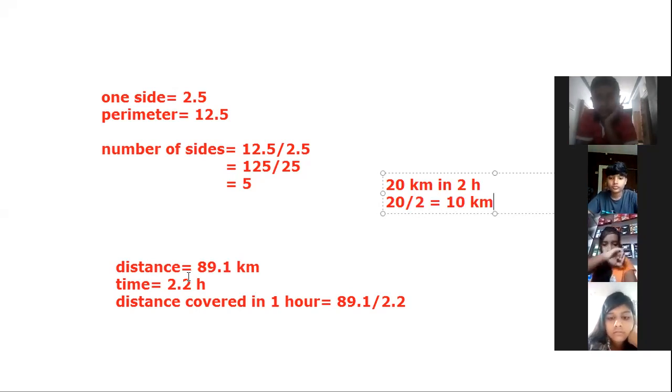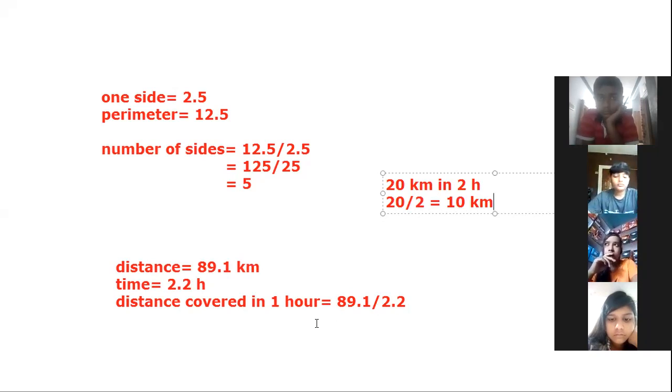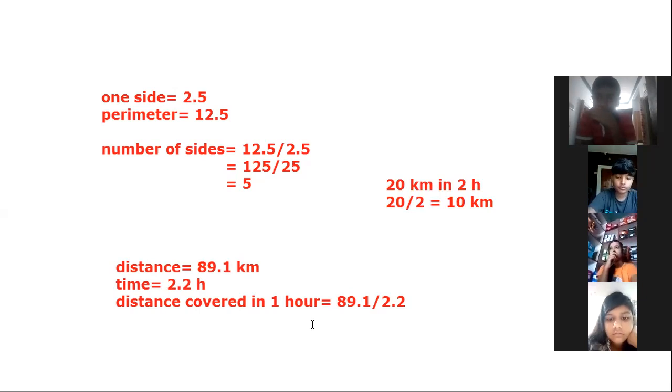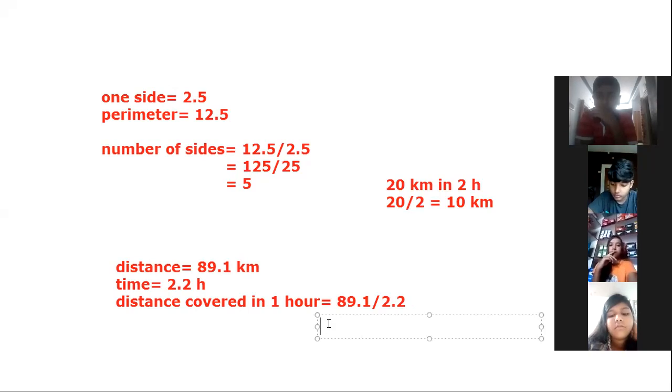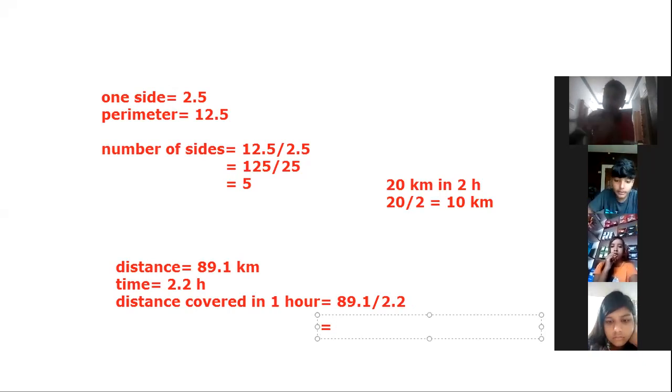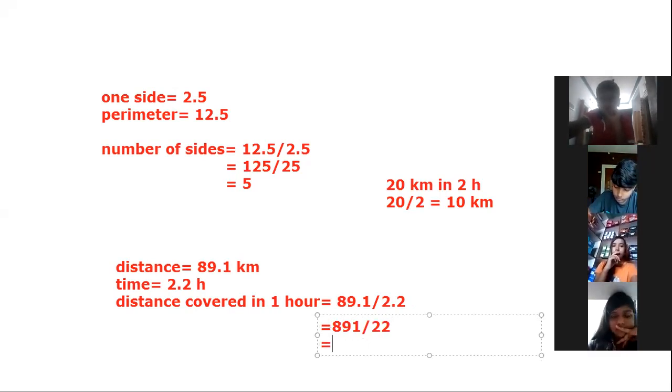Similarly, here we have covered a distance of 89.1 kilometer in 2.2 hours. So in 1 hour, we have to cover a distance of 89.1 divided by 2.2. Then what should be the value of 89.1 divided by 2.2? Here in both cases, we have only one digit after the decimal point, so you can divide it as 891 divided by 22.